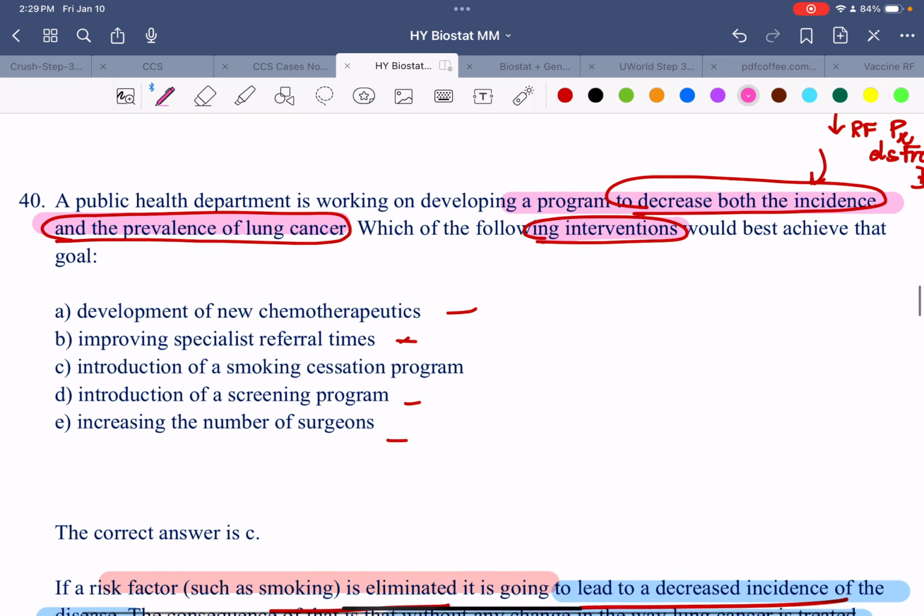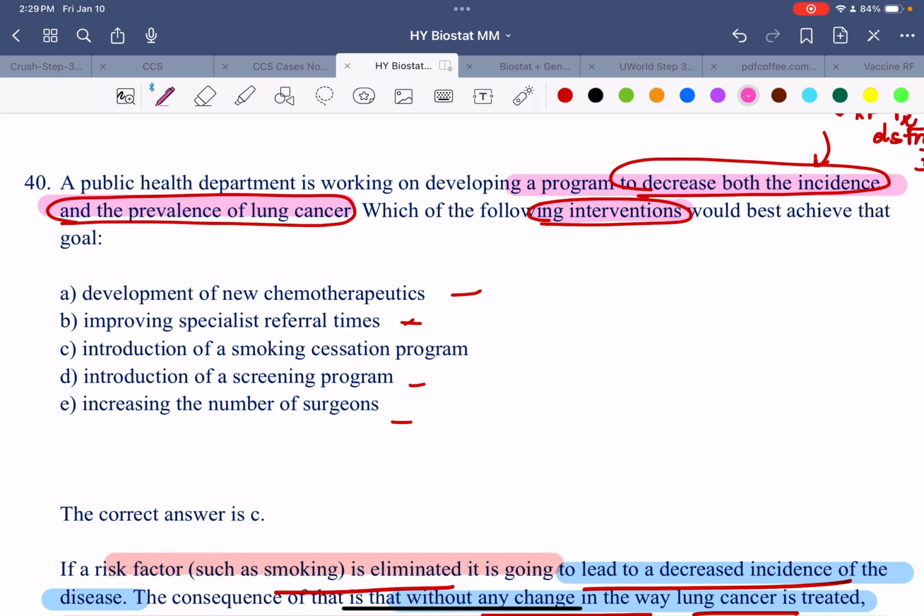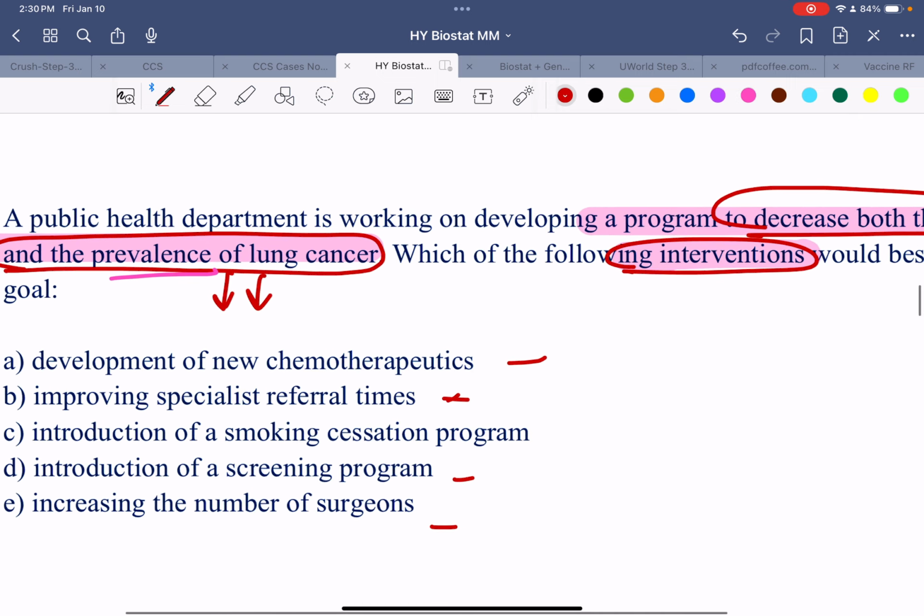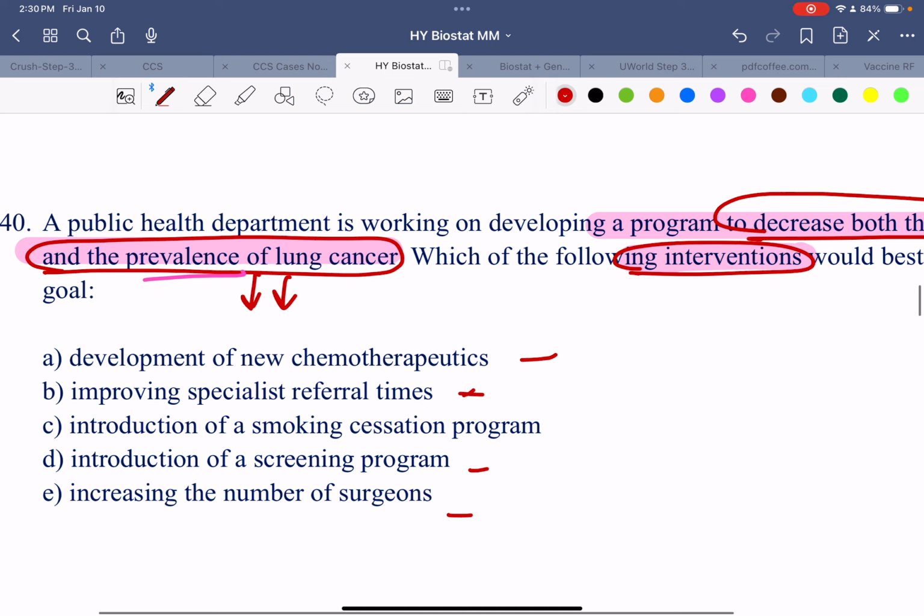Okay. Question number 40. There's a public health department working on developing a program to decrease both the incidence and prevalence of lung cancer. Which of the following interventions would best achieve the goal? So now we want to decrease the prevalence, which means the number of existing cases, right? And suppose you don't know the answer, you have no idea how to decrease the prevalence of lung cancer.